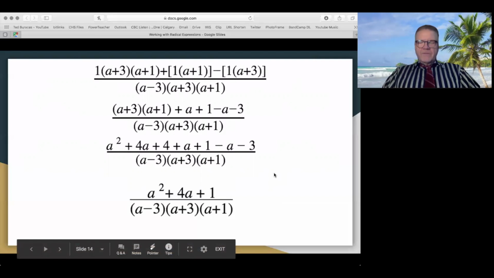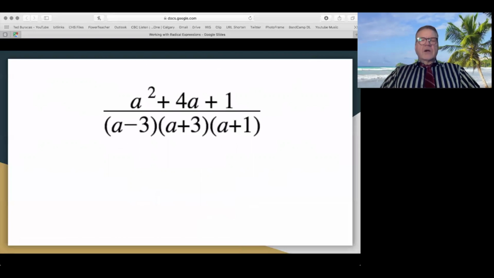And we're left with finally a squared plus 4a plus 1 all over that common denominator of a minus 3 times a plus 3 times a plus 1. And so what we've got here now is a nice, tidy, simplified expression of a squared plus 4a plus 1 on the top, divided by our common denominator that we are looking for of a minus 3 times a plus 3 times a plus 1 on the bottom.